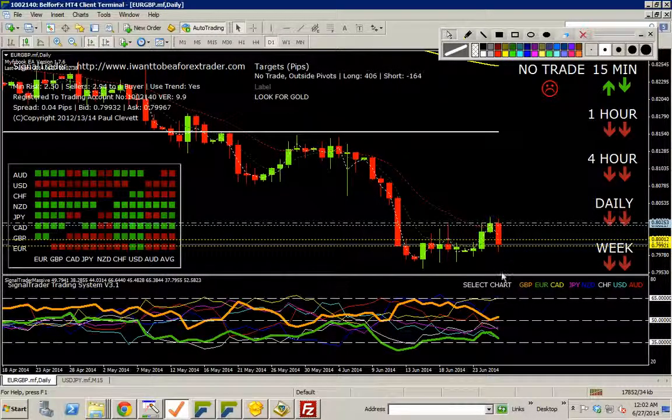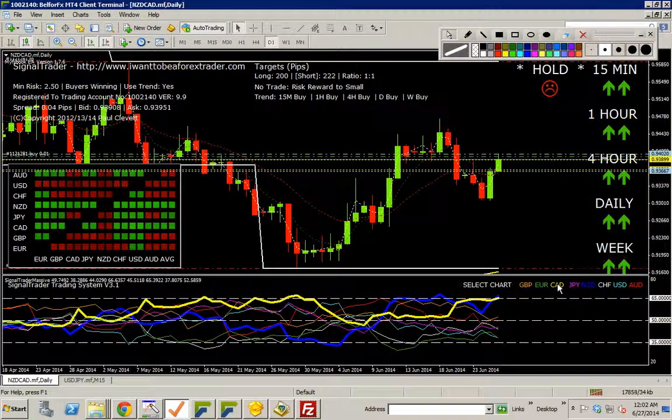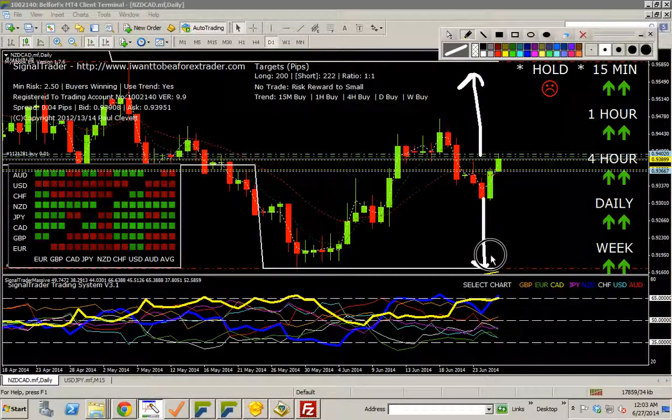Excuse me. So up here it tells you roughly what's going on. Let's try New Zealand CAD, which I know is one we're interested in. We've got a long trade on this. You can see that the stop is way down here. The TP is way up here. And in fact it says no trade, risk reward too small. So it calculates the distance from price to the target and to the potential stop. At the moment the risk is 1-to-1, so we don't want to take a trade on that.